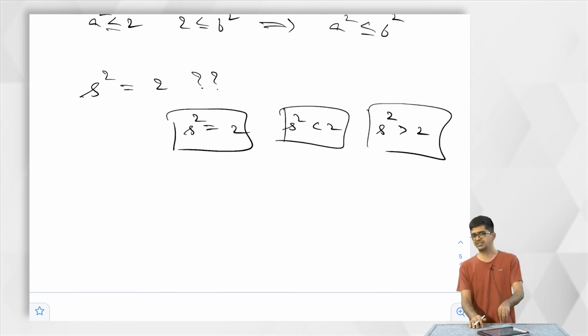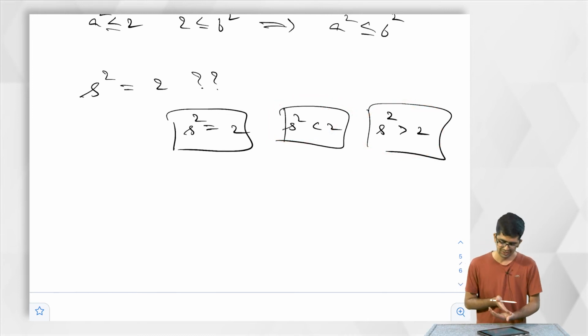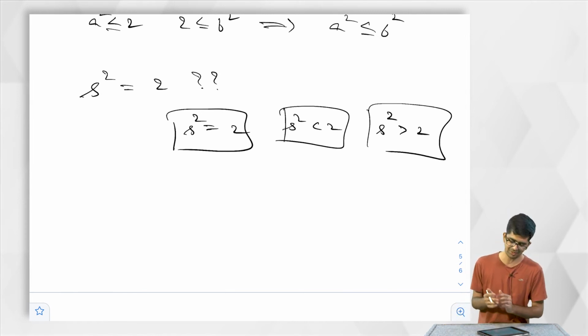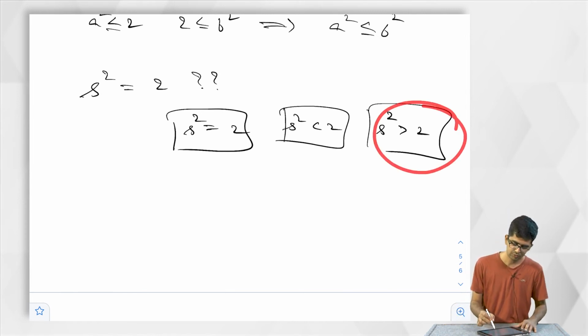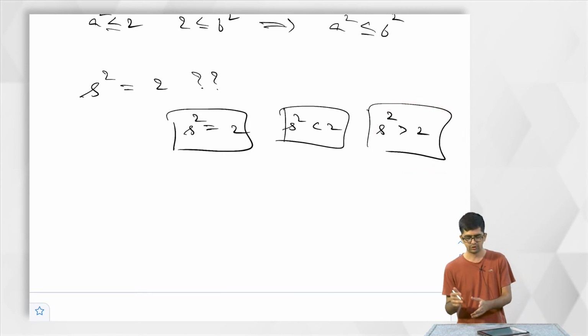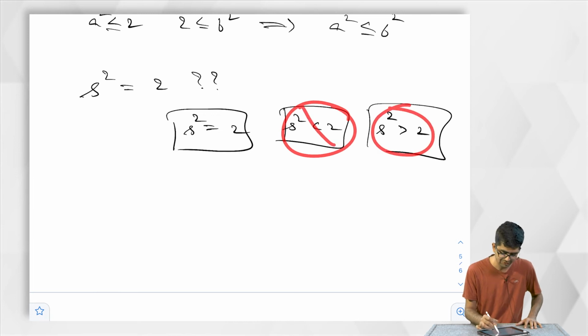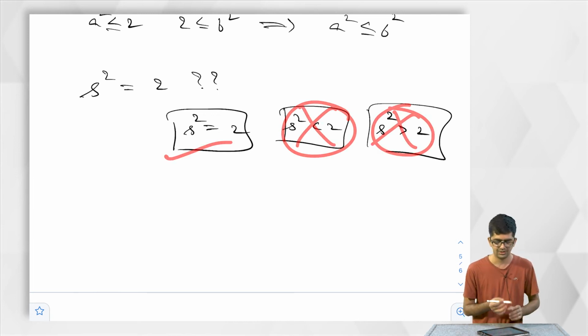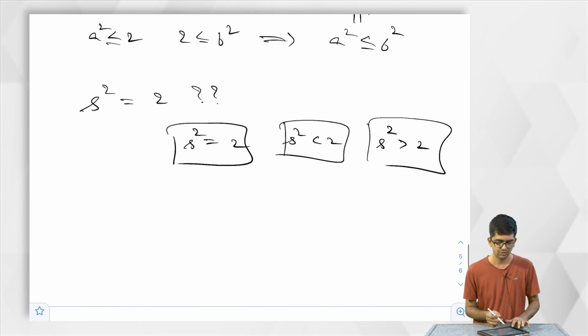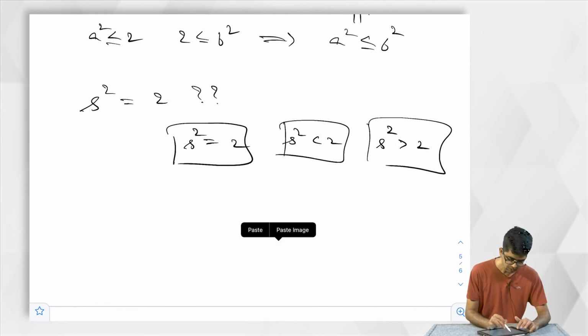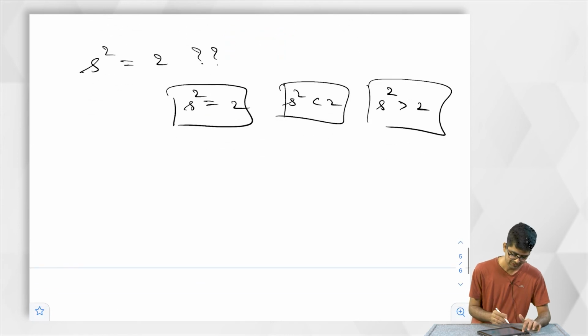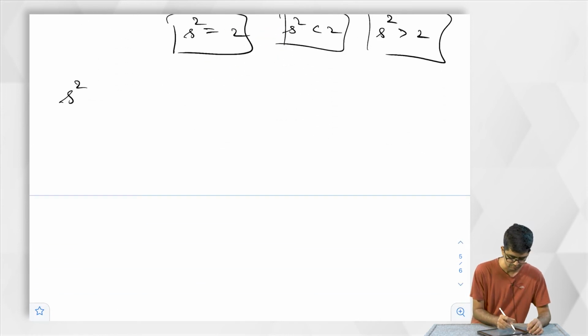So assuming S square is less than 2, we will try to proceed further, hoping that we will get some contradiction. That is the basic idea. Similarly, for S square greater than 2, we will start with this assumption and try to get some contradiction. Then these two will not occur, and this is the only possibility. That says for 2 there is an element S belongs to R, positive, whose square is 2. Now let us assume that S square is less than 2. Then what happens?